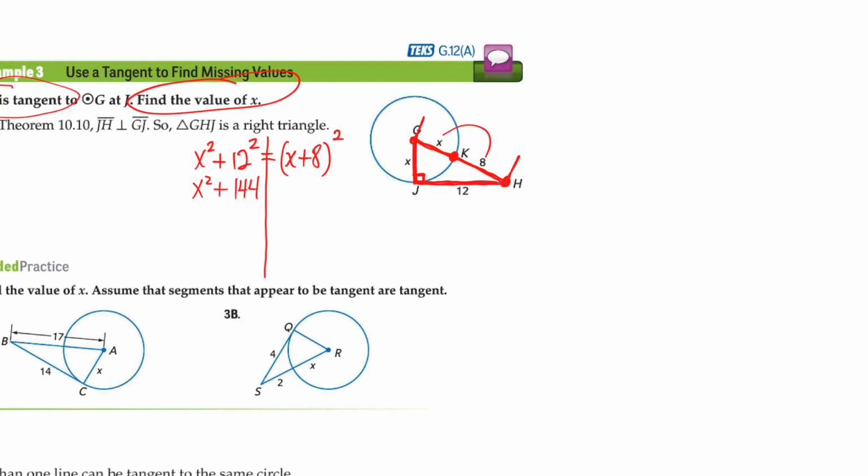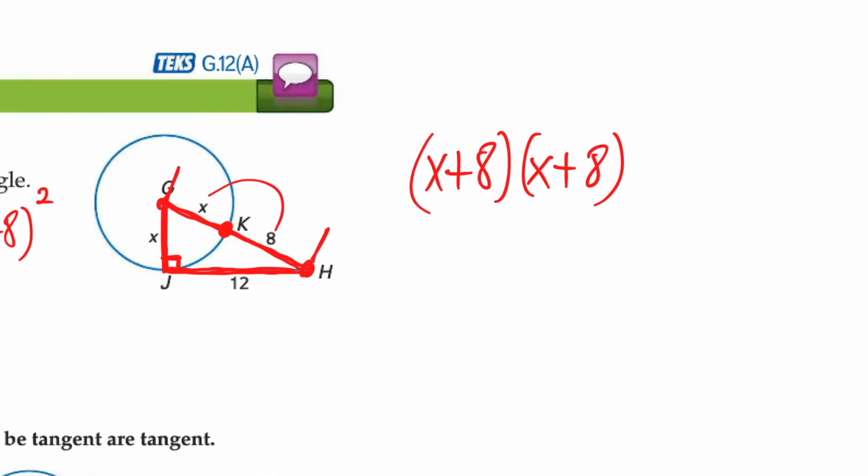Okay, what does it mean to square something? It means you multiply by itself. So (x plus 8) squared means (x plus 8) times (x plus 8). So x squared plus... All right, how are we going to multiply (x plus 8) times (x plus 8)? There's two ways that I know is taught: FOIL or the box method.